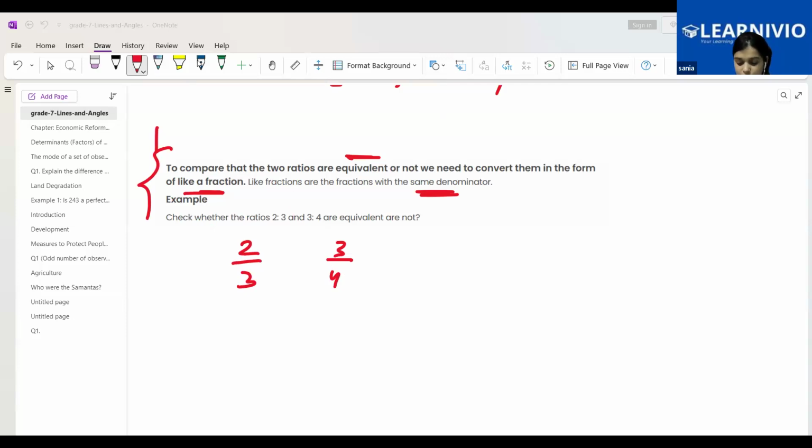Ma'am, they're equivalent. What, ma'am? Ma'am, I couldn't hear you. Yes, let's see. Wait, let me double check. Yes. Oh, no, no, no, they're not. They're close to being equivalent.